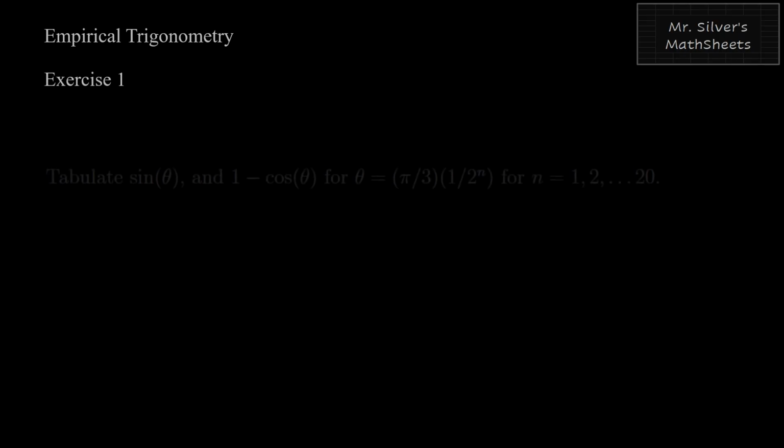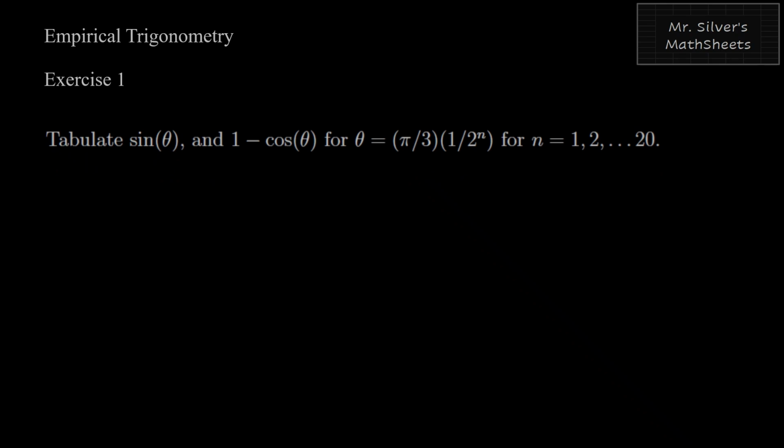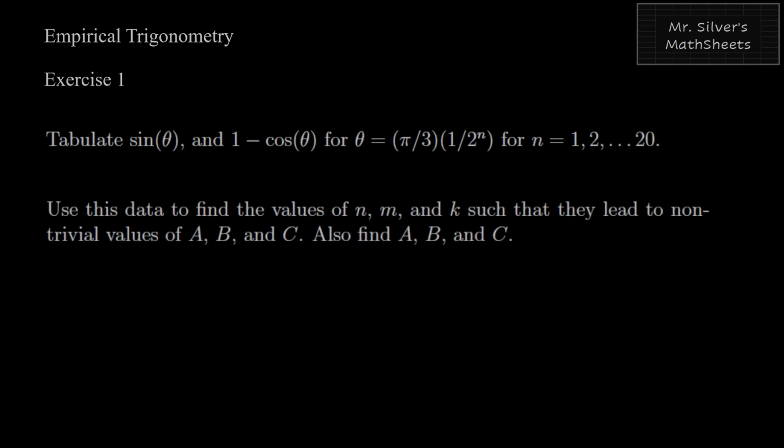So exercise 1. This is the main exercise here. We're going to compute data for sine and 1 minus cosine for a bunch of values, halving theta each time, and we're going to use that data to figure out the order of the process. Those are the n, m, and k, and then the limits, which are a, b, and c. So let's go to the spreadsheet and do this. See if we can figure out the relationships.